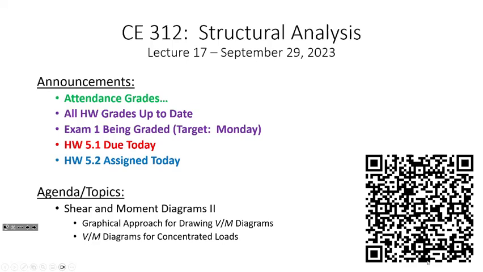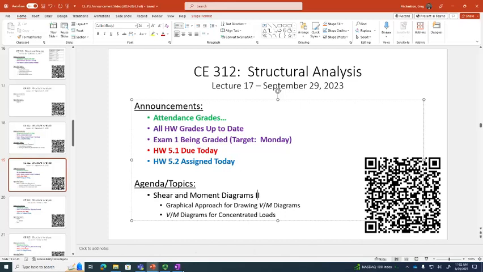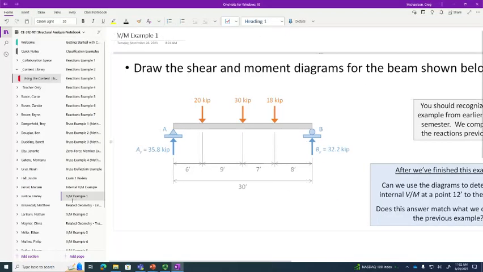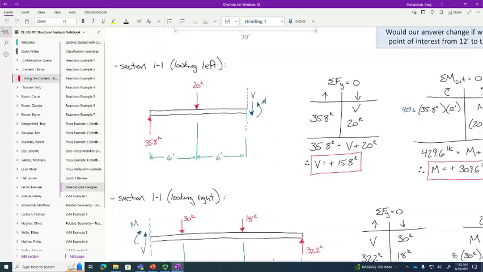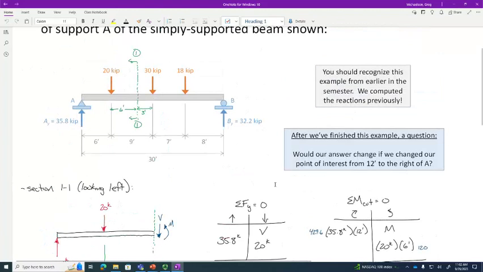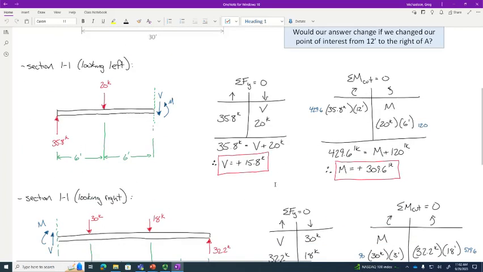So to make the point, in class last time, we did this example. Let me pull this up. All right, in class, this was the example that we did last time. And we said, okay, let's cut a section and look to the left or to the right. It doesn't really matter. And regardless of which way that you look, we got an internal shear of 15.8 kips and an internal moment of 309.6. And it didn't matter if you were looking to the left or looking to the right, those were the answers that we got.